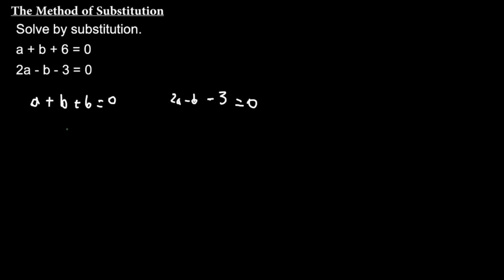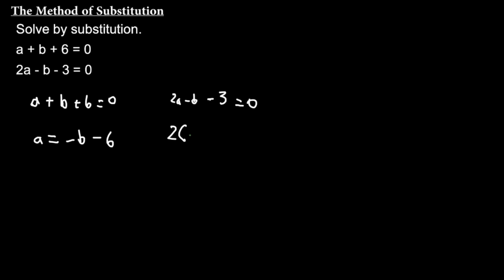So first, we can rearrange everything with respect to a or b. In this case, let's rearrange everything with respect to a. So a equals, we're going to bring the b, the positive b, and the positive 6 across the equal sign. So now positive b turns into negative b, positive 6 turns into negative 6. So you have a equals negative b minus 6. So in our other equation, we have 2a minus b minus 3 equals 0. So now we're going to substitute negative b minus 6 into a.